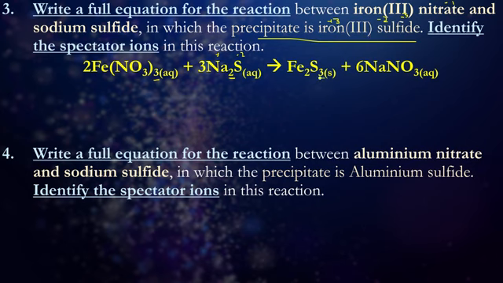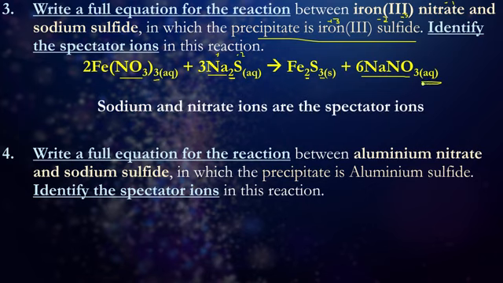That's where they come from, the 3 from the iron, the 2 from the sulfur. And then obviously what we know is whatever's not bonded together, so sodium and nitrate, they come together to make sodium nitrate here. Okay? So the spectator ions are sodium and nitrate because they're the ones that are still in solution because it's aqueous.